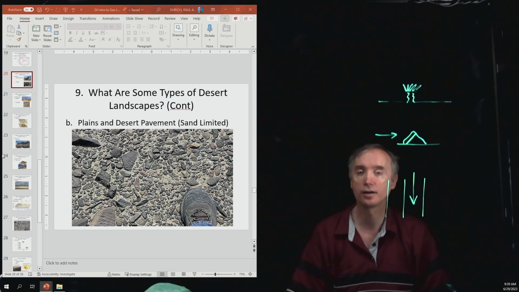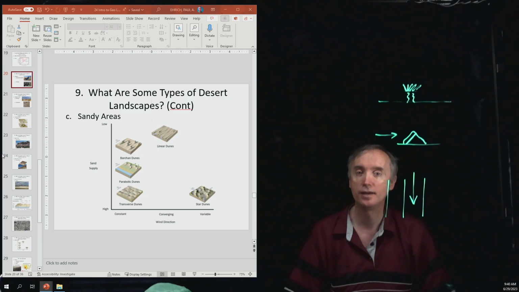Okay, another kind of desert landscape is going to be desert pavement. So this is an area where sand is limited, and so it's just going to be the bare rocks and pebbles there on the floor of the desert. Okay, and then you have sand dunes.